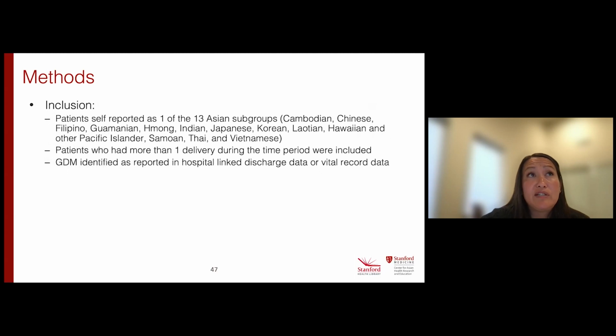We included patients who, like I said, self-reported as one of the 13 Asian subgroups. This included Cambodian, Chinese, Filipino, Guamanian, Hmong, Indian, Japanese, Korean, Laotian. There's a Hawaiian and a Pacific Islander category, but we combined them because of the smaller number of Hawaiian patients, Samoan, Thai, and Vietnamese. And then patients who had more than one delivery during the time period were included. And then we identified GDM as it was reported in hospital linked discharge data or vital records data.